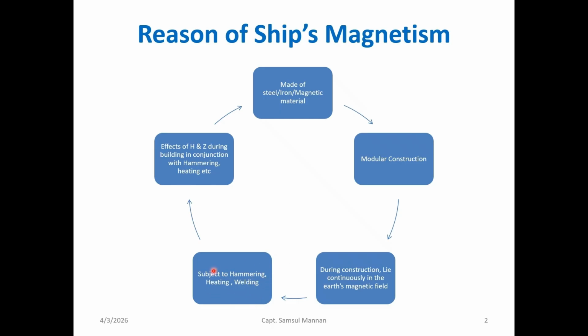In addition to that, while the ship's different parts were being built, those parts will be subject to hammering, heating, and welding, which will create magnetism automatically. And during those hammering and heating processes, the ship will be affected by Earth's H force and Z force, which will create magnetism on the ship. So we can see that the ship, due to its construction process, will gain some magnetism.